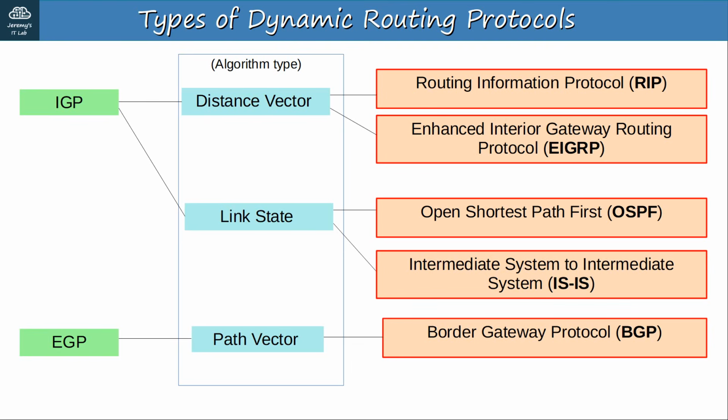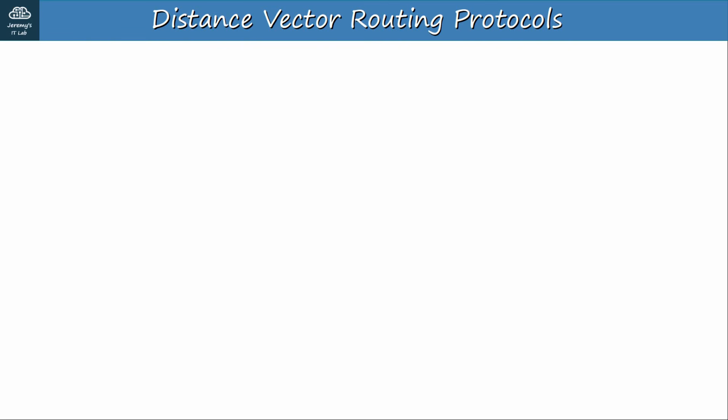For now, what I want you to remember is, first of all, the names of each of these routing protocols. Then remember which protocols use which kind of algorithm. RIP and EIGRP use a distance vector algorithm. OSPF and ISIS use a link state algorithm, and BGP uses a path vector algorithm. The flashcards I provide will be very helpful for this. Okay, now I want to outline the characteristics of distance vector and link state protocols. I'll start with distance vector routing protocols.